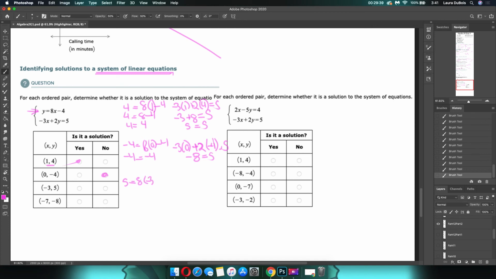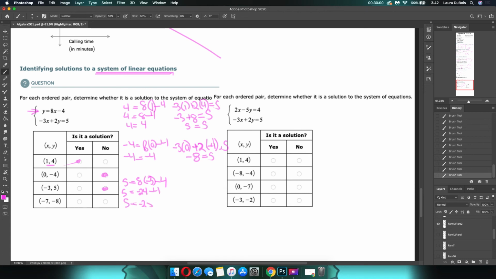I can already tell at a glance that's going to be a no, because 8 times negative 3 is negative 24, and there's no version of that that will get me a positive 5. So this is a no. And this is where mental math starts to become a factor. But if you want to do it the long way, that's negative 24 minus 4. So does 5 equal negative 28? And the answer is heck no.